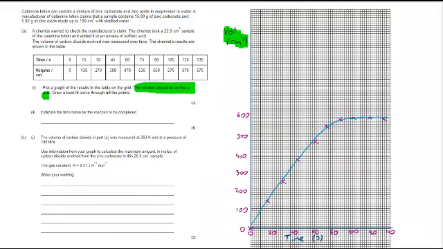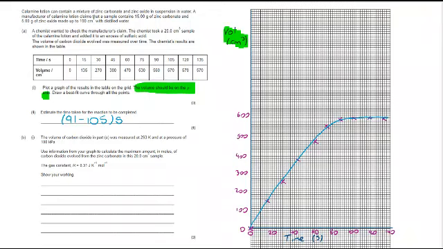So estimate the time taken for the reaction to be completed. If you take a look here, we can see that at 90 it's at 560, and at 105 it's at 570. So I know that it's going to stop at some point between those two. I know it has to stop by 105. I know it's still going up at 90. You can actually get anything between 91 and 105 to get that mark.